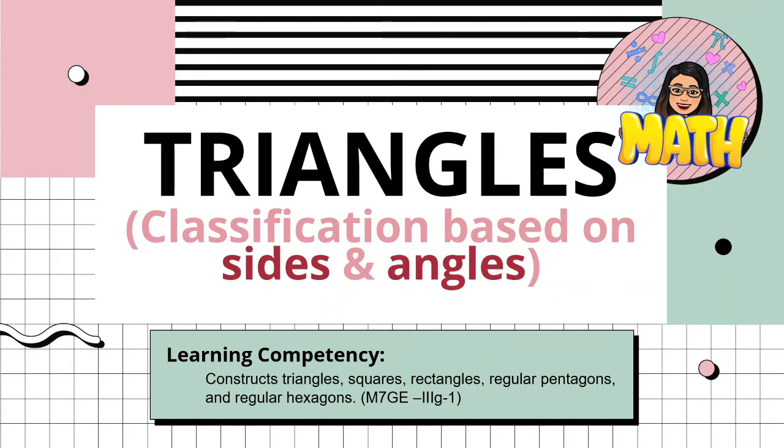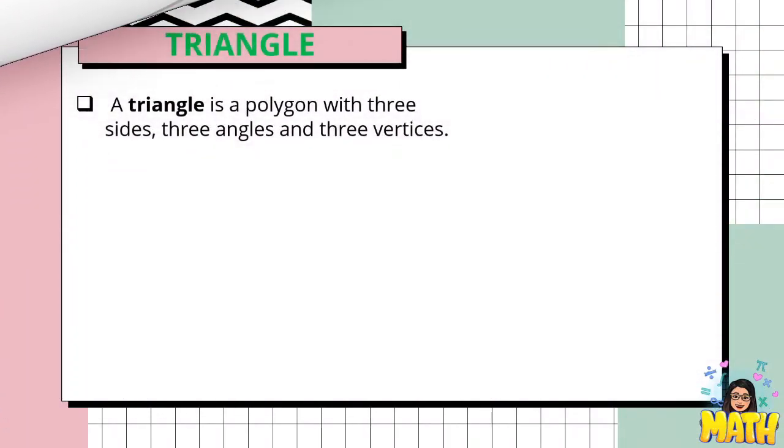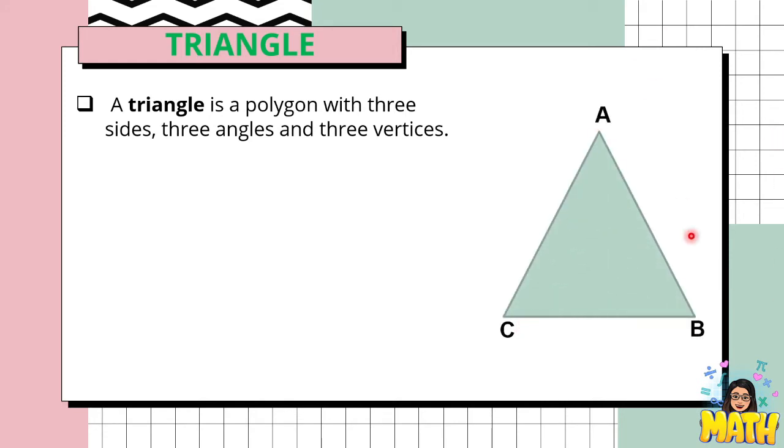For today, we're going to classify triangles based on its sides and angles. A triangle is a polygon with 3 sides, 3 angles, and 3 vertices. Here, we have triangle ABC with the following parts.